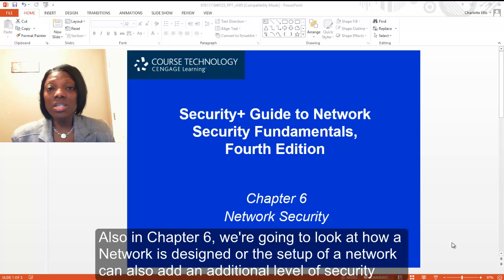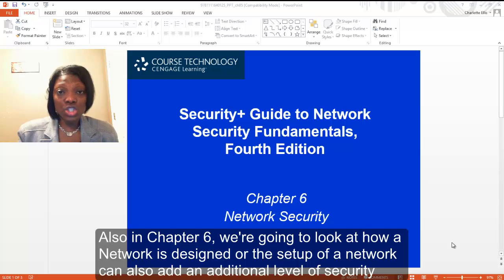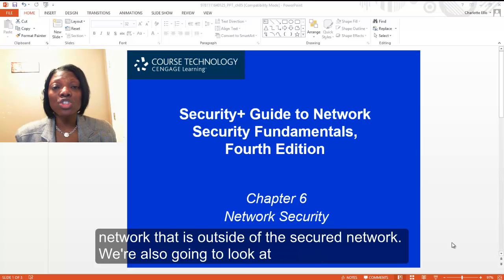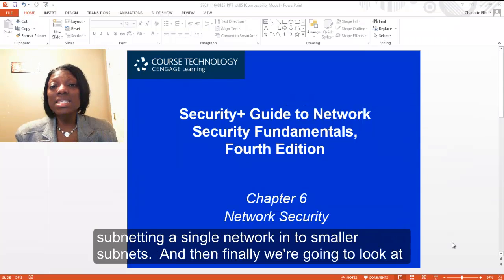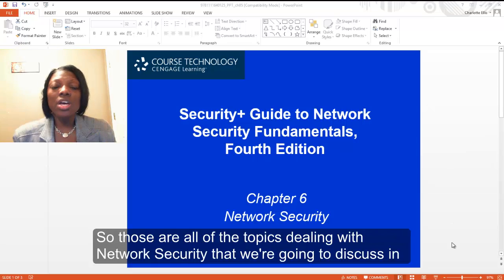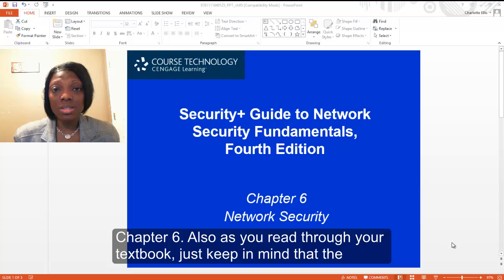Also in Chapter 6, we're going to look at how a network is designed, or the setup of a network, can also add an additional level of security, and that is by creating what we call a demilitarized zone, which is simply a functioning network that is outside of the secured network. We're also going to look at subnetting a single network into smaller subnets. And then finally, we're going to look at virtual LANs, or the logical grouping of devices when segmenting a network. So those are all of the topics dealing with network security that we're going to discuss in Chapter 6.